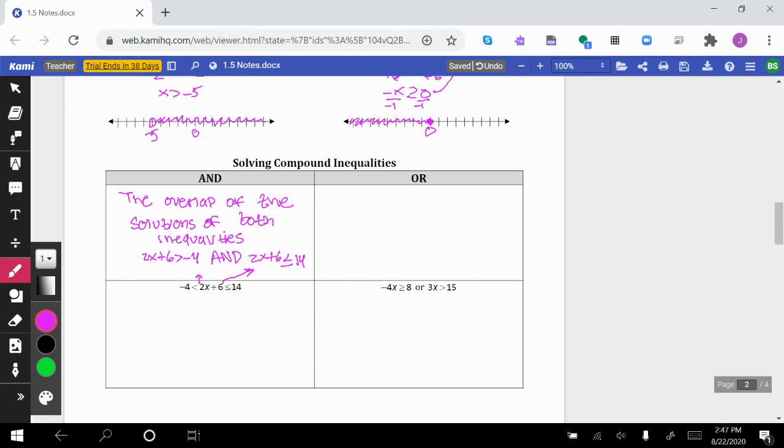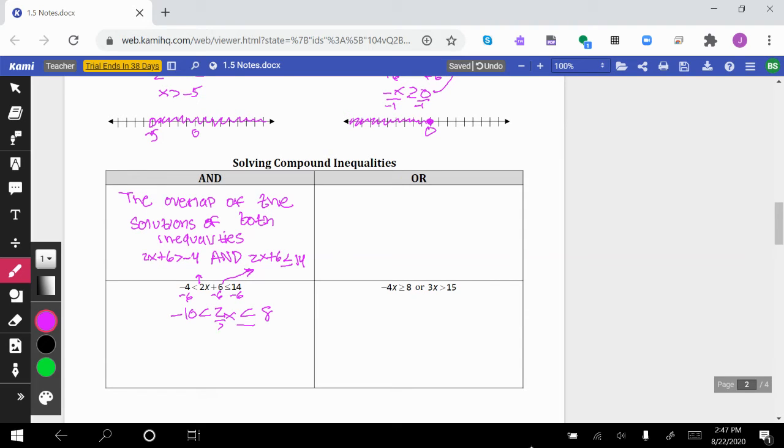So that means there are multiple, there's an overlap again. So I'm going to solve this one, walk you through it. So we want to start with the part of our inequality that has the x variable. So I'm going to start by getting rid of this 6. So I'm going to subtract 6 from all sides. We end up with -10 is less than 2x, which is less than or equal to 8.